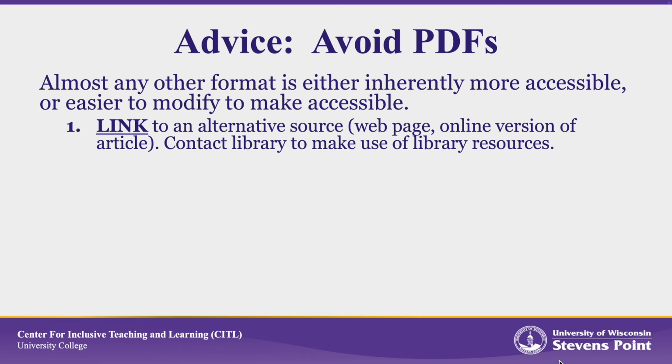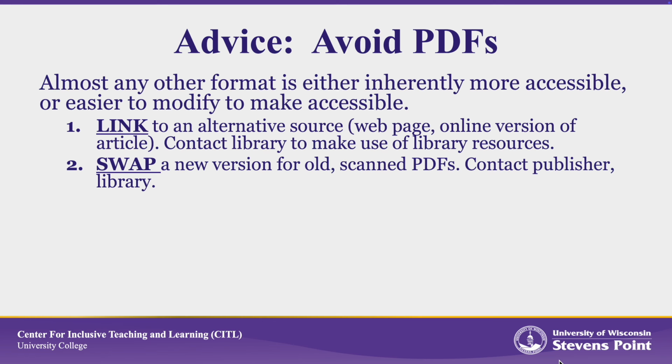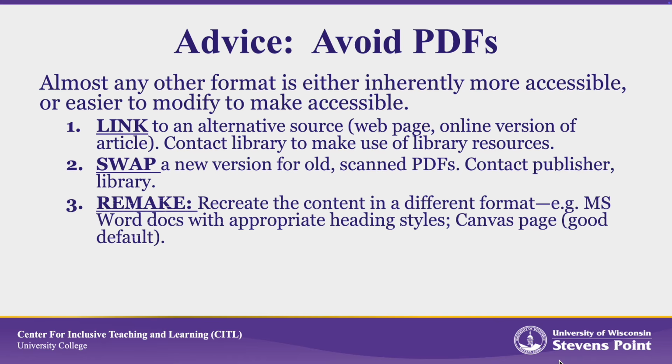You can contact the library for help with the databases and how to make sure that the links you provide are not behind paywalls. The second strategy, try swapping a new version for the version you have. This is great for those old photocopier PDFs of obscure chapters. It is possible that a compliant PDF of what you want already exists in the Cosmos, and trading up is a great idea. You can contact the publishers or library staff for help with this. Strategy 3. If you can't link to or swap out for a more accessible version, remake the PDF into a different form that's easier to make compliant.